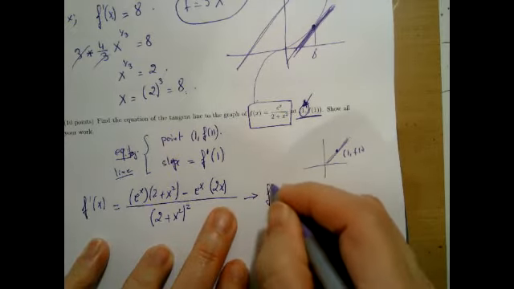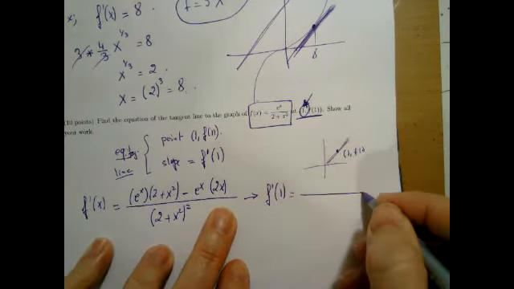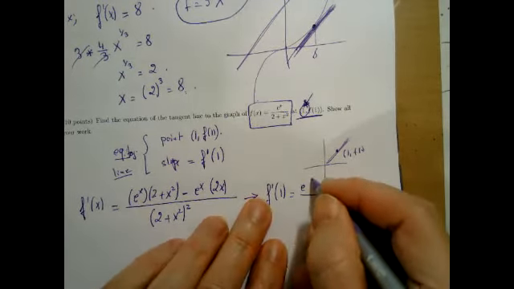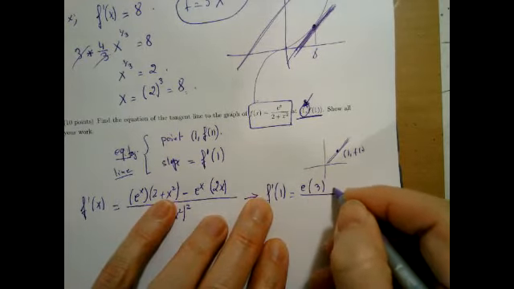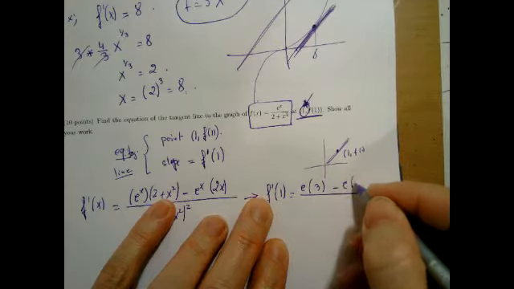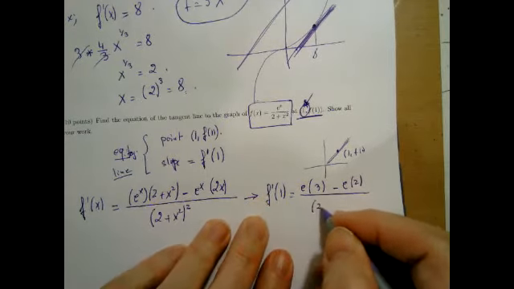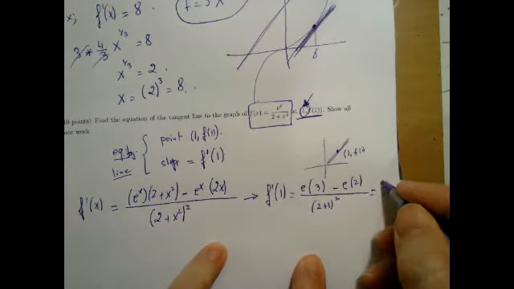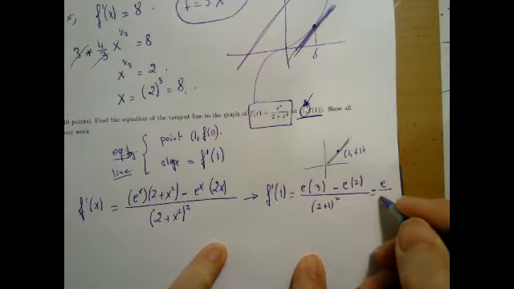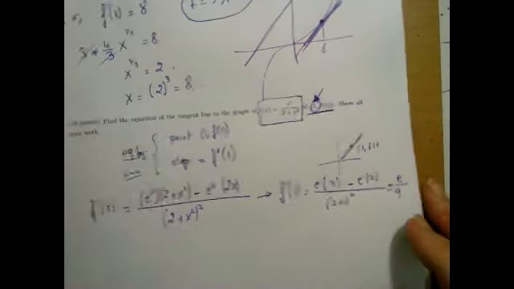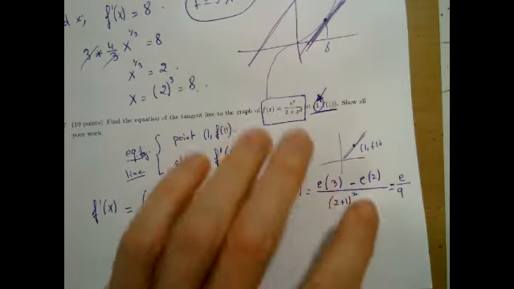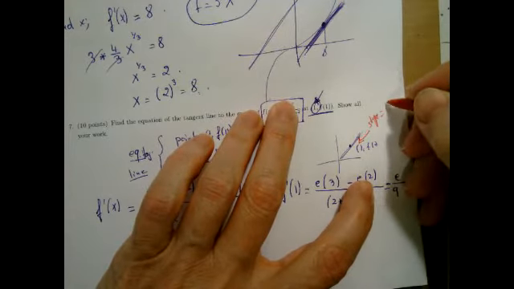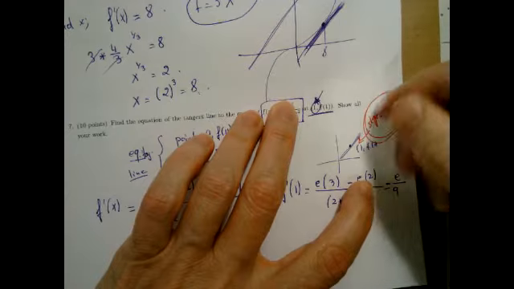So I evaluate the derivative at the point 1. And I get the following. x is 1, so I will get e times 2 plus 1, that's a 3, minus e times 2, over 2 plus 1 square. So this would give me 3e minus 2e, it's e, divided by 2 plus 1, over 9. So that's the slope. Now I know the slope. So the slope here, whatever the graph is, is e over 9. That's the slope.